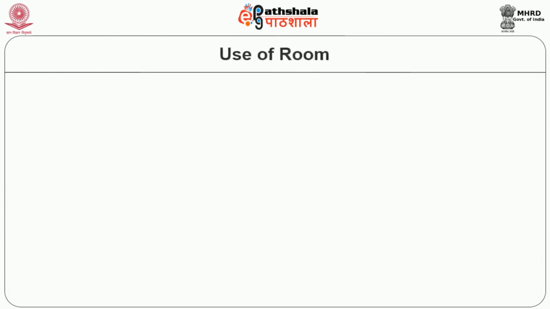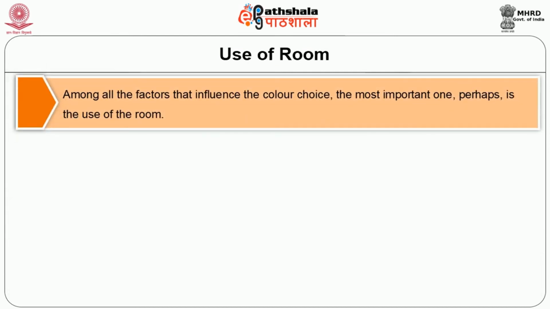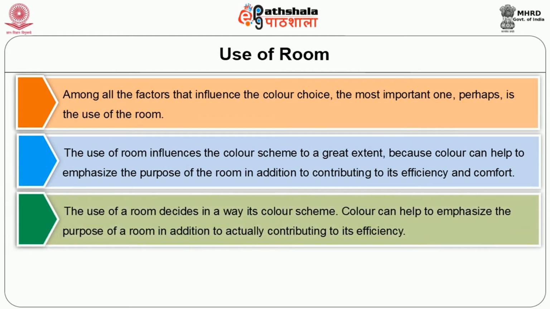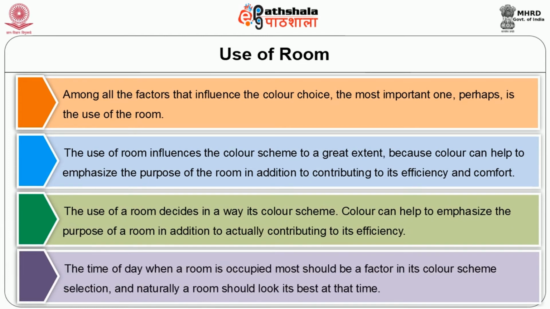Use of room. Among all the factors that influence the color choice, the most important one perhaps is the use of the room. The use of the room influences the color scheme to a greater extent because color can help to emphasize the purpose of the room in addition to contributing to its efficiency and comfort. The use of a room decides in a way its color scheme. The time of day when a room is occupied most should be a factor in its color scheme selection, and naturally a room should look its best at the time.